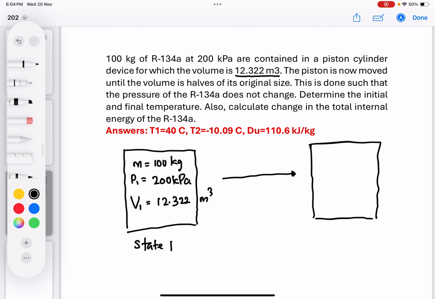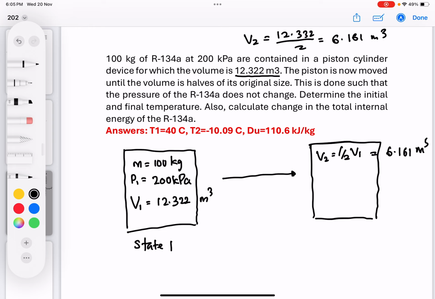Now it's stated that my V2 is equal to half of V1, so I can say that V2 equals V1 divided by 2, which is 12.322 divided by 2, going to be 6.161 meter cubed. So my V2 here is equal to 6.161 meter to the power of 3.